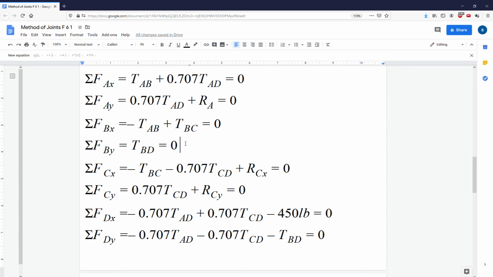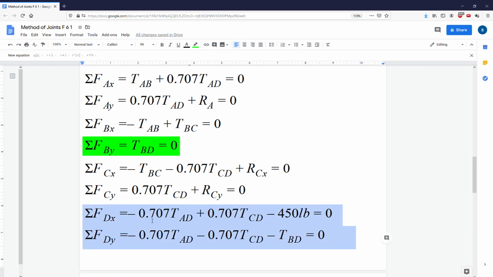So first off, very obviously, this equation right here, TBD is equal to 0. That means that member BD is not under any tension or compression. In an ideal world, we could remove that member and nothing about this structure would change. So first bit of information, TBD is 0.